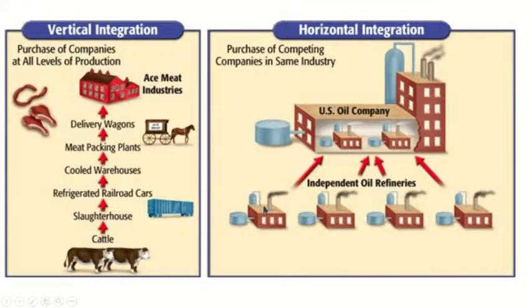Horizontal integration is where you take companies that perform the same function, and then, say, a U.S. oil company buys all of these independent oil refineries. Now, what a lot of companies do is they do vertical and horizontal at the same time, so they kind of do both. They call it diagonal, if you will, but they do both at the same time.